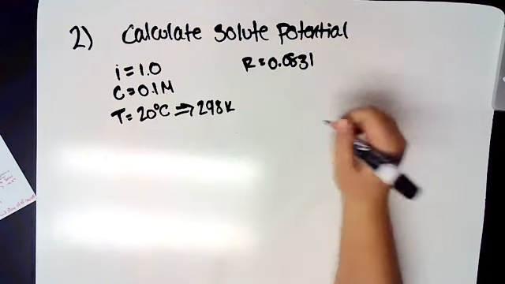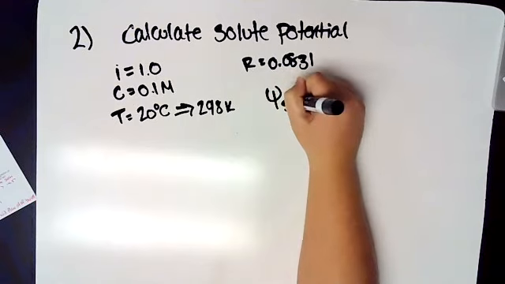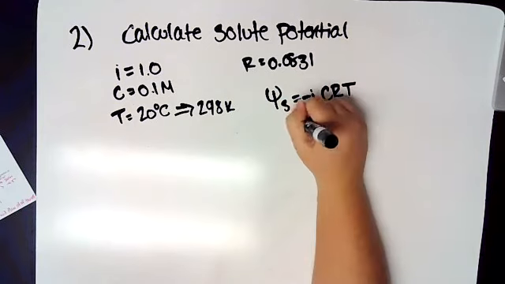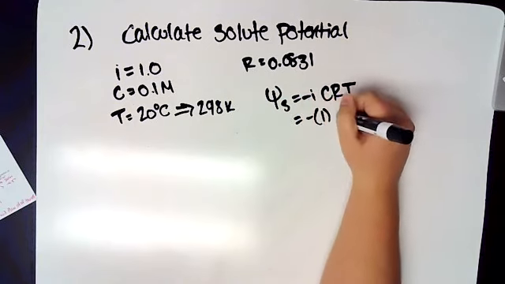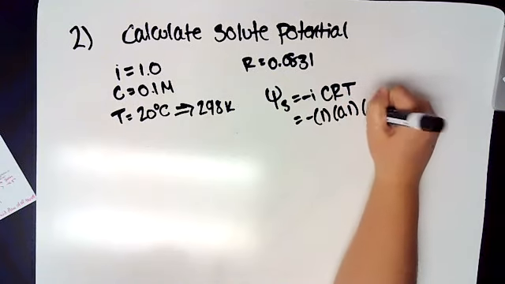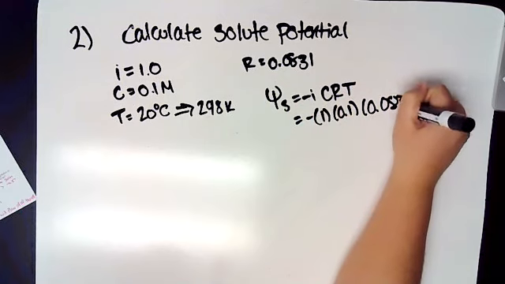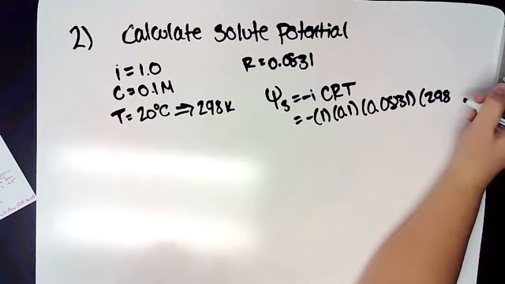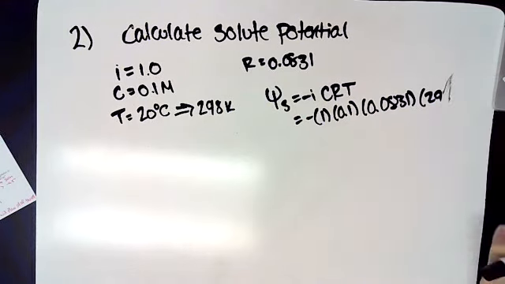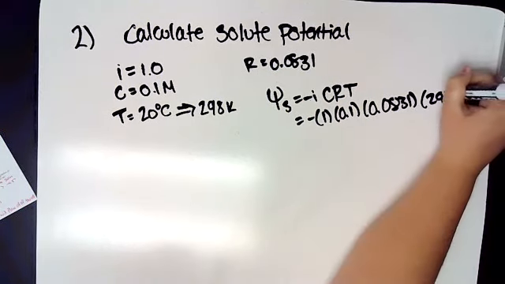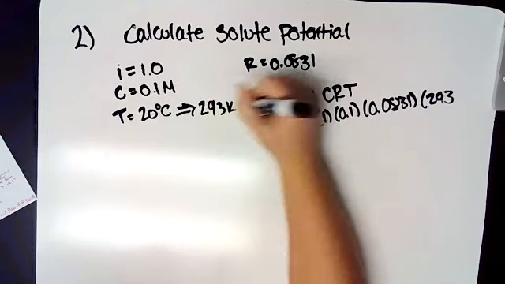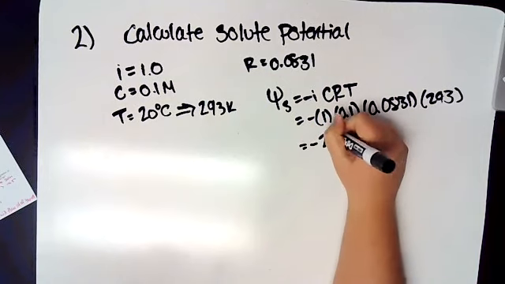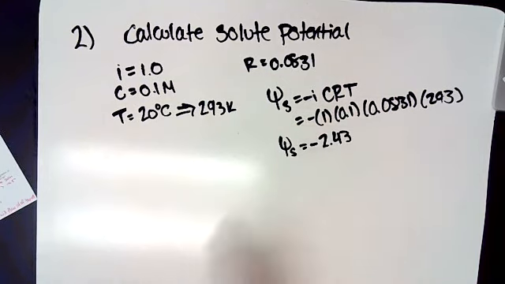So to calculate the solute potential, we use the equation: solute potential, psi S, equals negative iCRT. So you just plug all these values in: 0.1, 0.0831, and 293, I'm sorry, 293 Kelvin. Then when you multiply that all together, you get negative 2.43 as your solute potential.